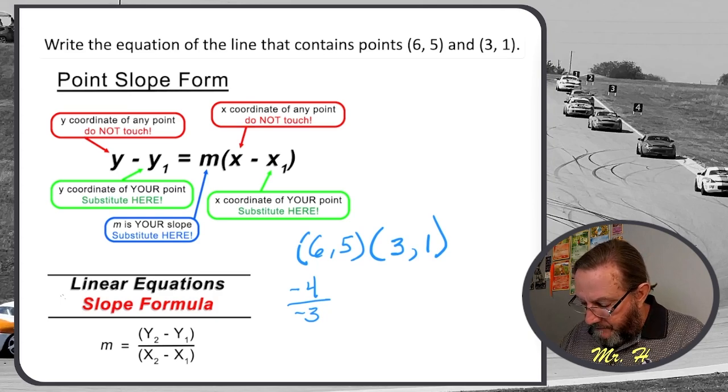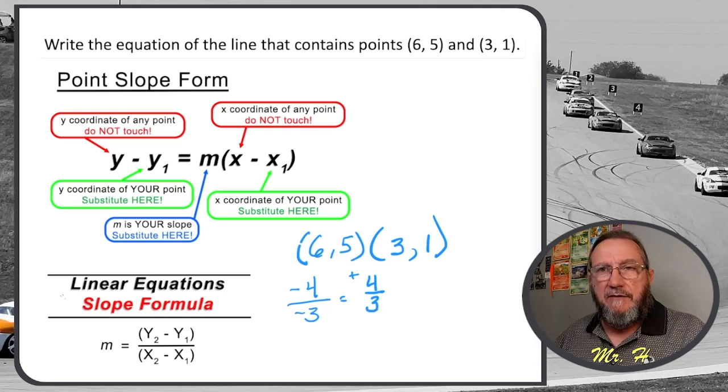-4 divided by -3, a negative divided by a negative is going to turn into a positive. So we're going to put a little plus sign there. 4 over 3 does not reduce, and it doesn't divide out evenly. So we're simply going to leave it as 4 over 3. That's going to be our slope.